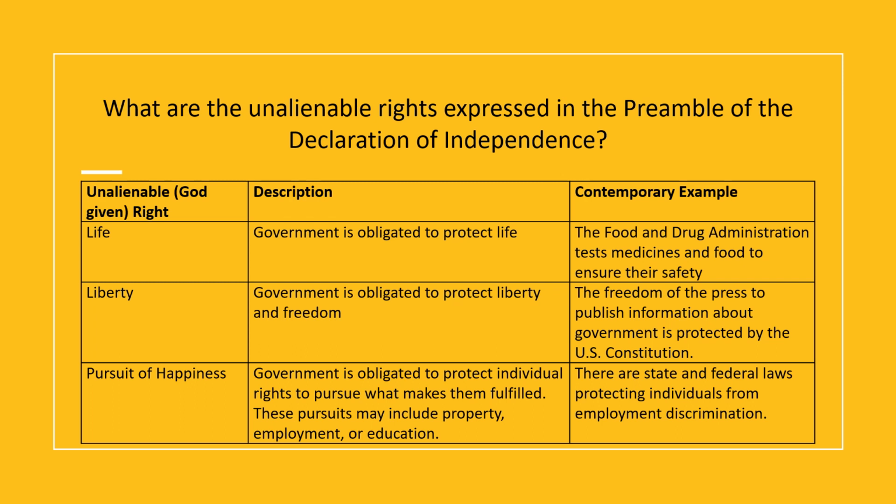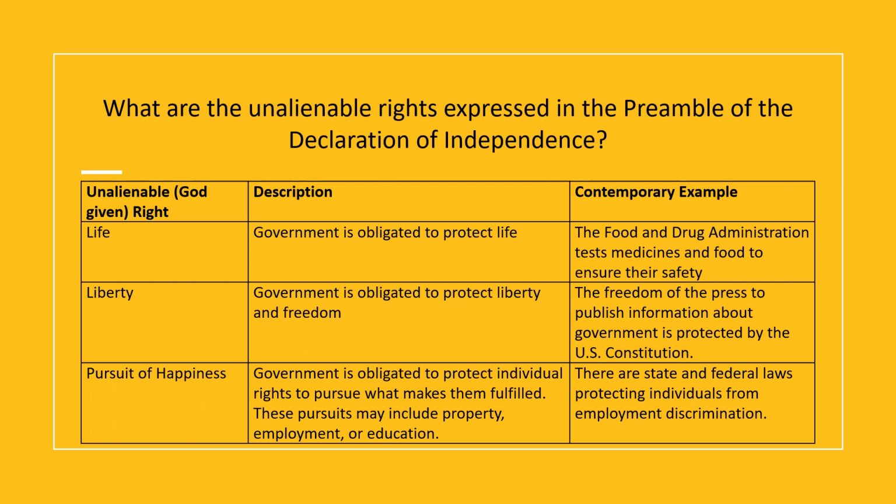Then we have the pursuit of happiness. When we're focusing on the pursuit of happiness, we know that government is obligated to protect individual rights to pursue what makes them fulfilled. These pursuits may include property, employment, or education. So when we say that government is obligated to protect our pursuit of happiness, what this means is that if we are being held back from pursuing our happiness in ways that do not serve the public interest, right? We know that there are going to be times when the government does withhold freedom, for example, for the sake of public safety.